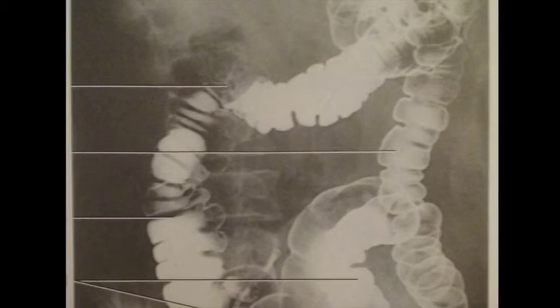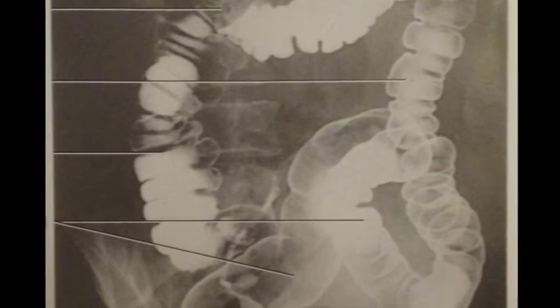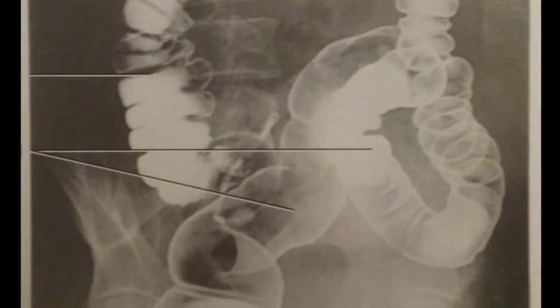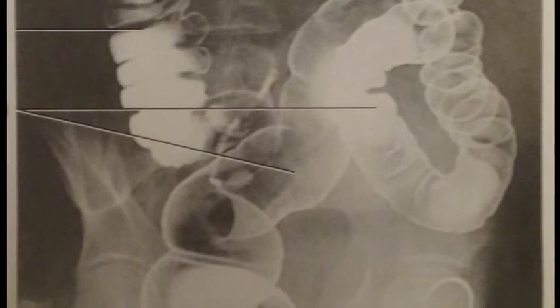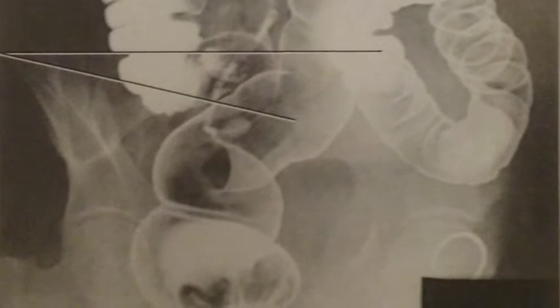The fourth projection is the PA oblique projection REO position, showing evidence of proper collimation, the entire colon, the right colic flexure less superimposed or open compared to the PA projection, ascending colon, cecum, and sigmoid colon, as well as exposure technique that shows the anatomy.